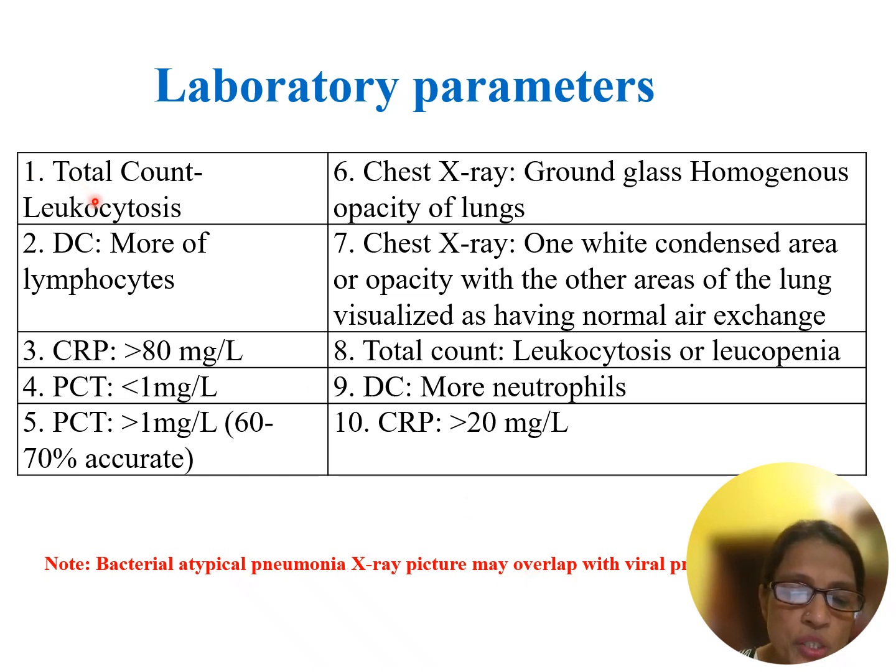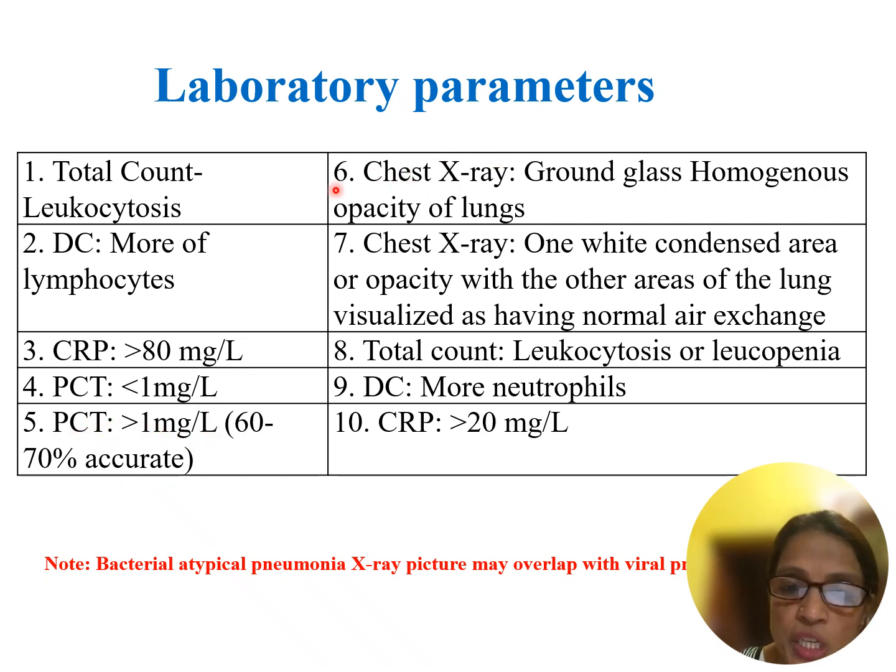So what are these features? Let us see. Number 1, total count, leukocytosis. Number 2, differential count, more of lymphocytes. Then number 3, C-reactive protein of more than 80 milligram per liter. Number 4, procalcitonin less than 1 milligram per liter. Or number 5, procalcitonin more than 1 milligram per liter.